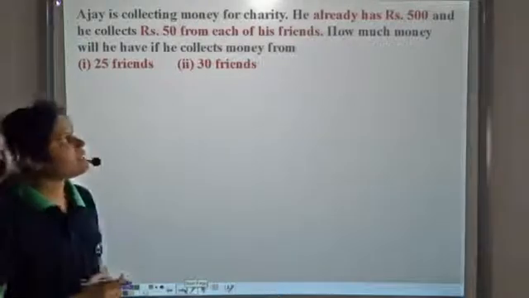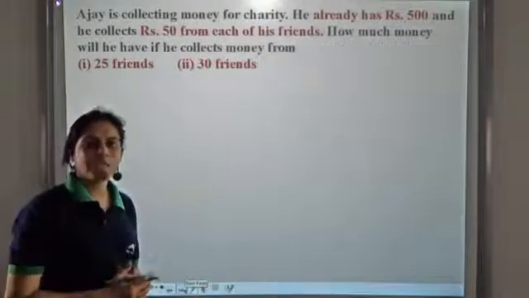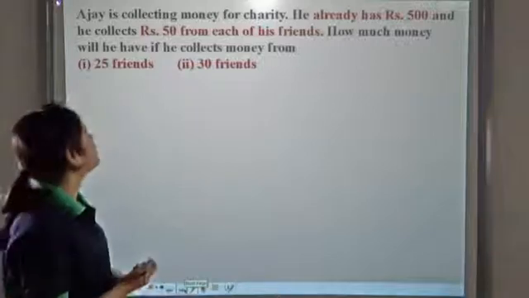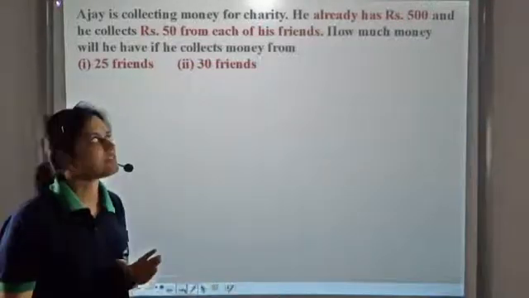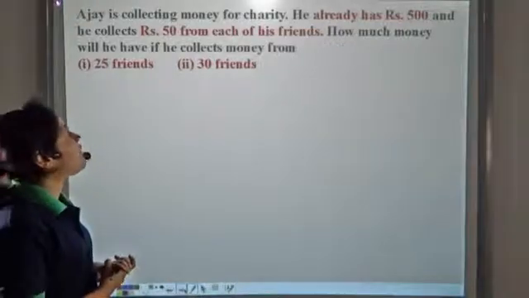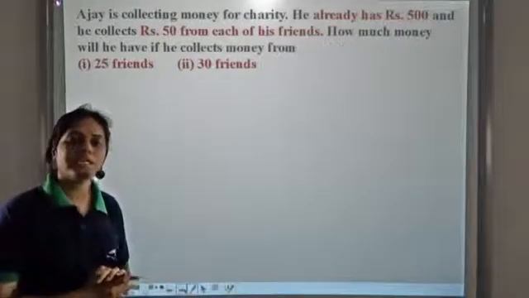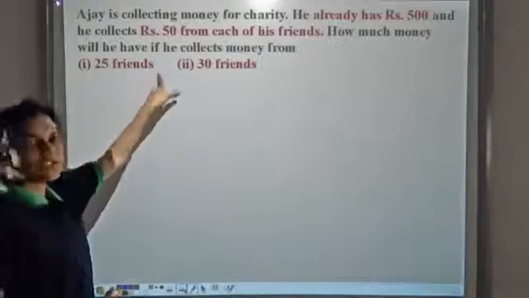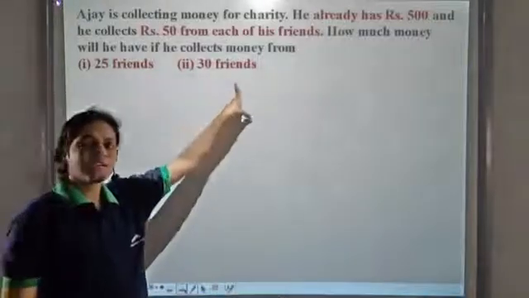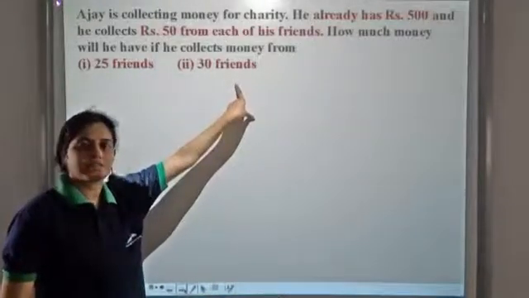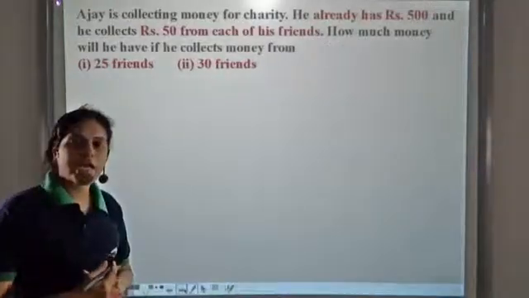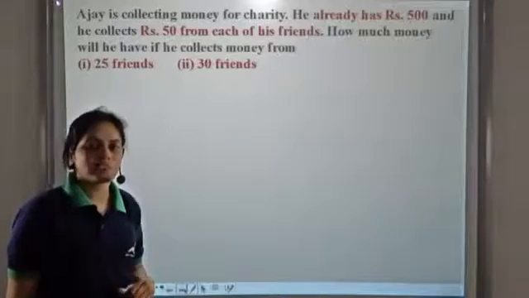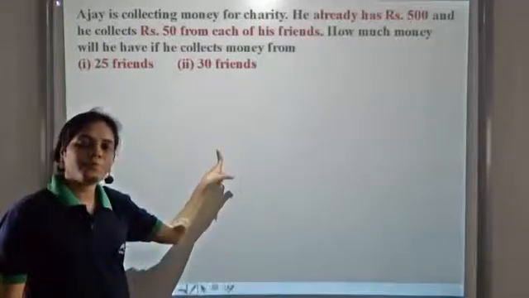Ajay is collecting money for charity. He already has rupees 500 with him and he collects rupees 50 from each of his friends. So how much money will he have if he collects money from, in the first situation, 25 friends, in the second situation, 30 friends. So how much money will he have? Now let us first try and form an algebraic expression from this word problem.